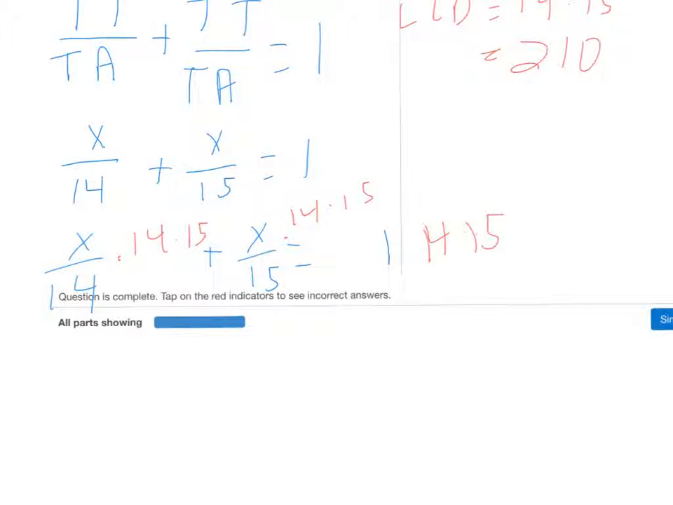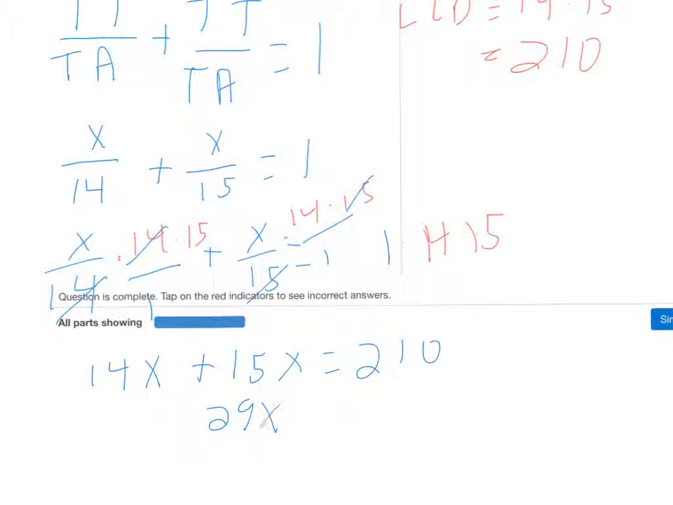Then you see this is over 14, so I can mark out the common 14, and this is over 15, so I can mark out the common 15. That leaves me an x and a 15 here, an x and a 14 here, and this is 210. So I have 14x plus 15x equals 210, and that would be 29x equals 210.